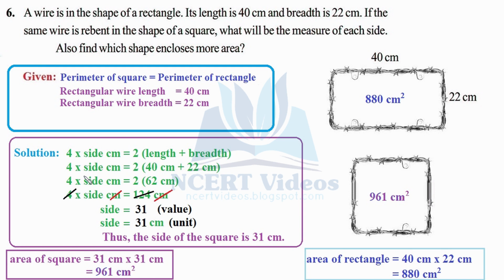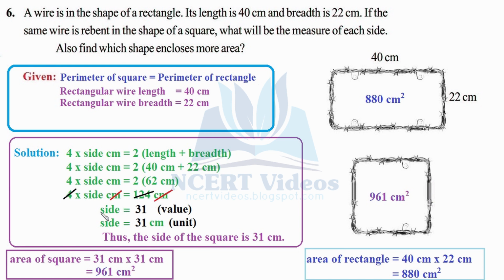4 into side centimeter, because we have to find this side, that is equal to 2 into, just add them up, 62 centimeter. Now 4 into side centimeter equals, multiply it, 2 2s are 4, 6 2s are 12, 124 centimeters. Centimeter cancels out. What else can be cancelled? 4 and 124 can be cancelled. So 1 4 is 4 and 4 3s are 12. Remainder 0, 4 1s are 4, therefore 31.